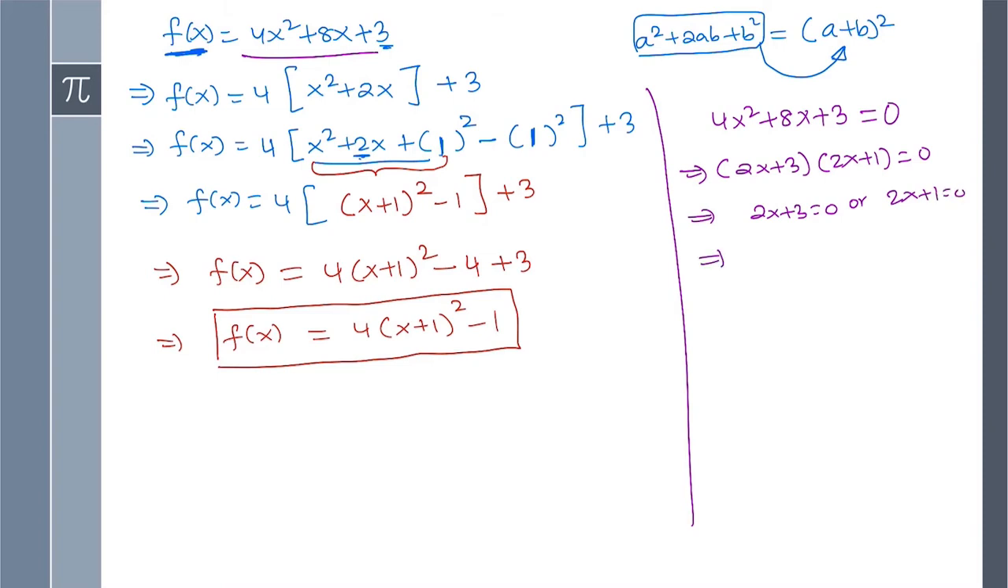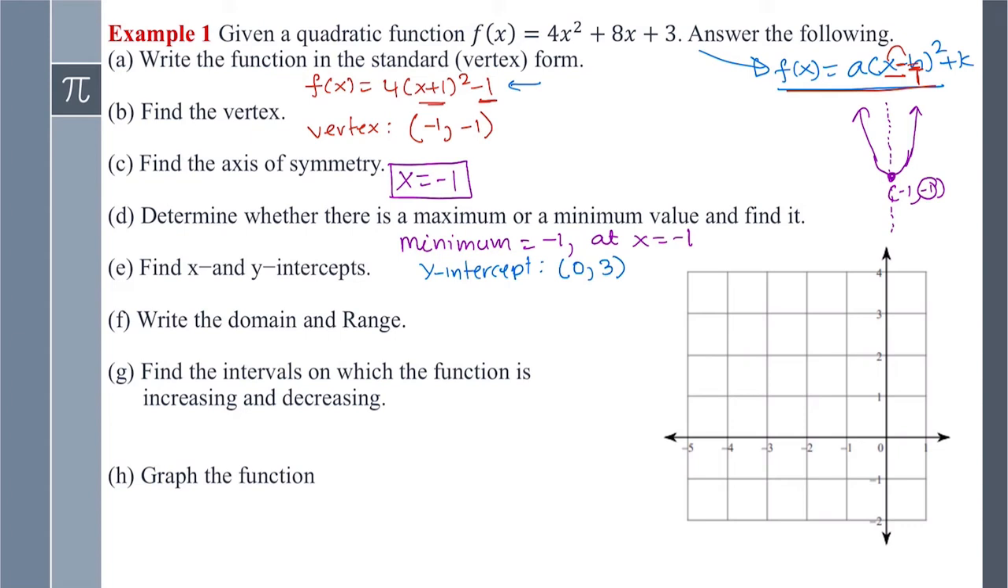Now if you solve for x here, so subtract 3 and divide by 2, we get x equals -3/2 or -1.5, and then from here we get x equals -1/2. So the x-intercepts are -3/2, comma 0, and -1/2, comma 0. So let's go ahead and write that in the previous slide here. So x-intercepts are -3/2, comma 0, and -1/2, comma 0.